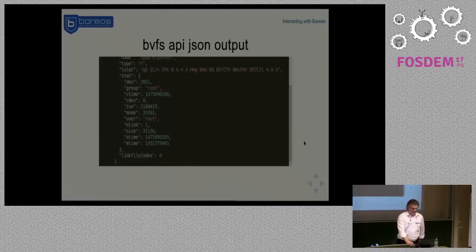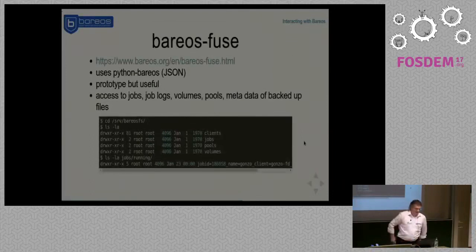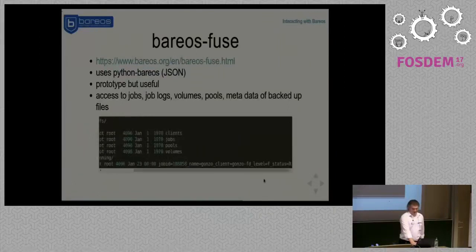Another way to access this is using Bareos views, a views file system based on Python Bareos JSON mode. If you mount this, it will connect to your director. You mount it to, for example, Bareos FS. You get directories for clients, jobs, pools, and volumes, and then you can list, for example, the running jobs directory, and you will see that currently there's one job running, with this job ID, the name Gonzo, client Gonzo FD, level full, and status running, because otherwise it wouldn't be in this directory.